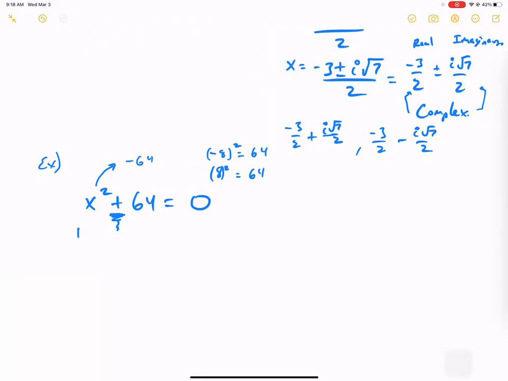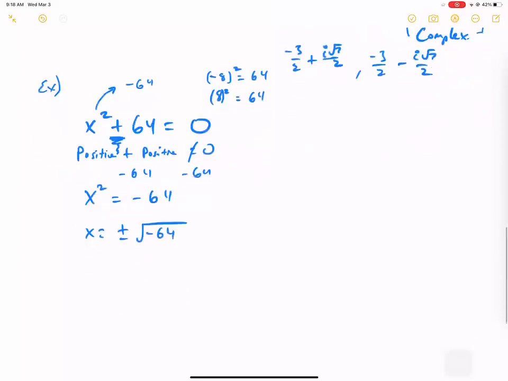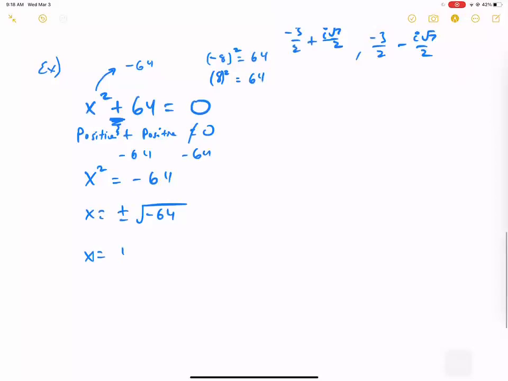So will a positive number plus a positive number ever cancel out to become 0? No. So automatically, I'm looking here, I'm saying, man, this is a failure already. This is going to be an imaginary number. So let's go ahead and solve it like we would. X squared equals, I want minus 64 to both sides, negative 64. X equals plus and minus the square root of negative 64. And x is equal to plus and minus i.